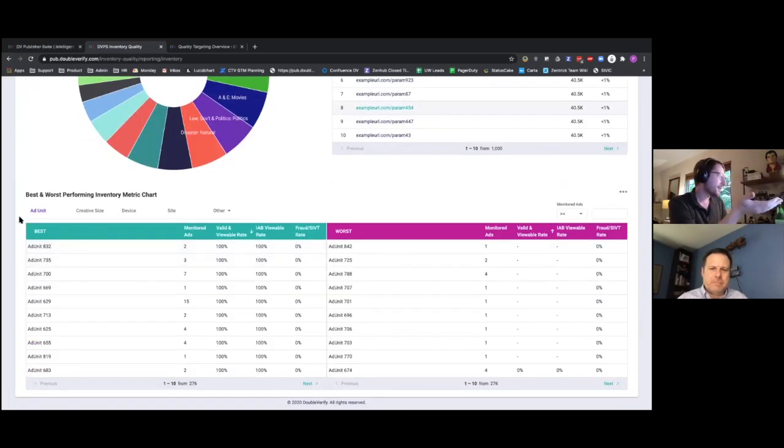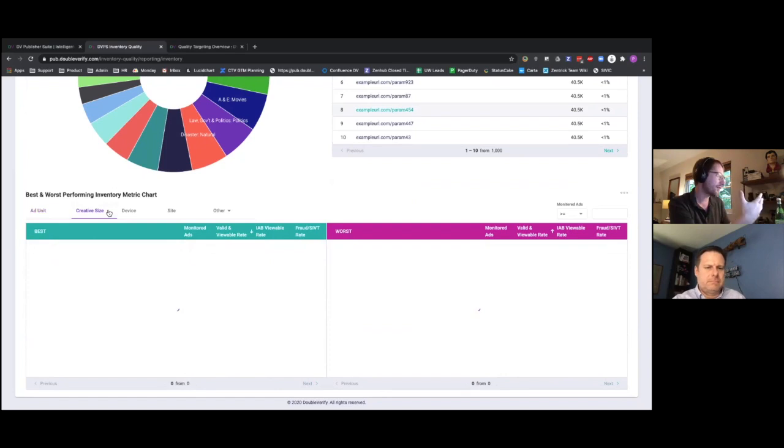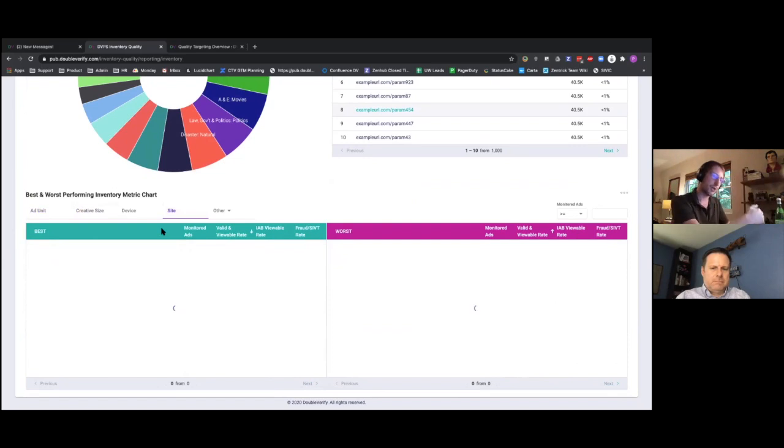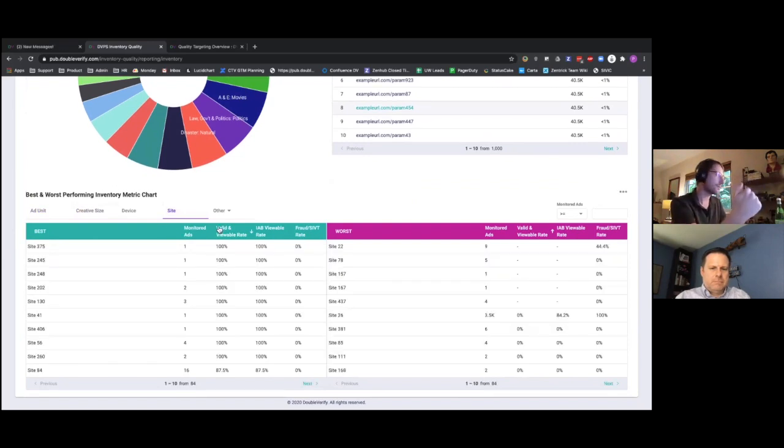And then the last part is basically breaking down best, worst performing by several breakdown dimensions. So do I have specific creative sizes that have the highest viewability rate versus the lowest viewability rate? Are there certain sites, like if I have a collection of sites, which ones are best and worst performing? To the point that we even allow you to do that for custom macros that you feed in yourself.